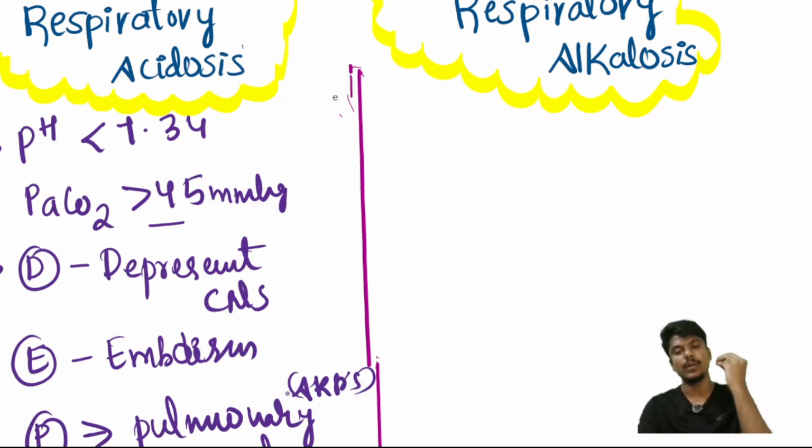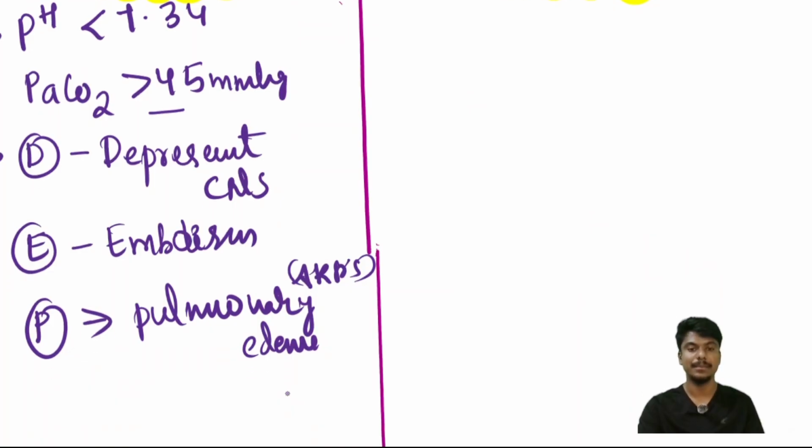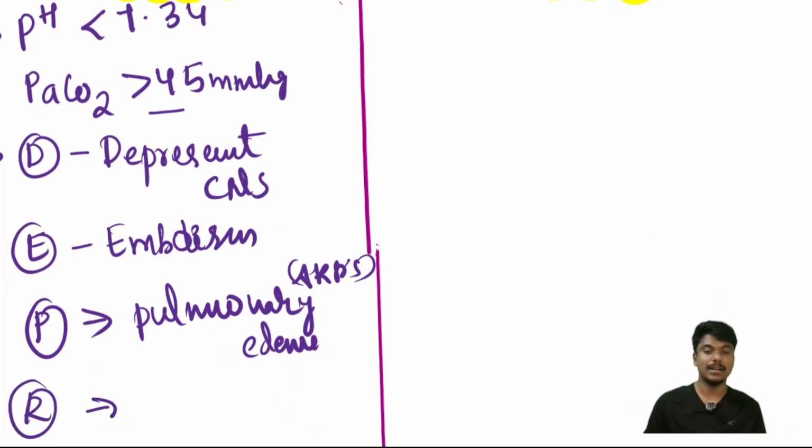So keep in mind the conditions that will cause hypoventilation, a reduced respiratory rate, and a reduced depth of respiration. That will ultimately increase the retention of CO2. Retention of CO2 is nothing but more acid, so respiratory acidosis will be there. I've taken here the mnemonic called R DEPRESS. R means respiratory conditions.